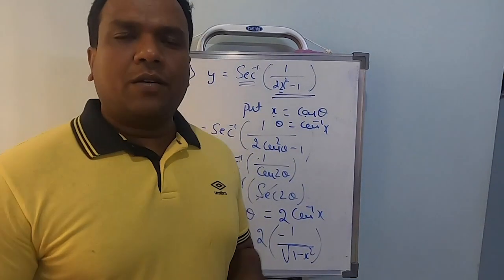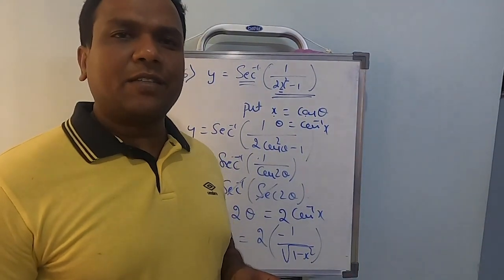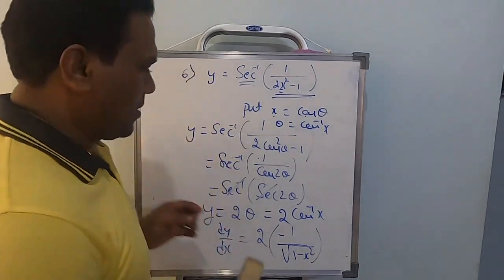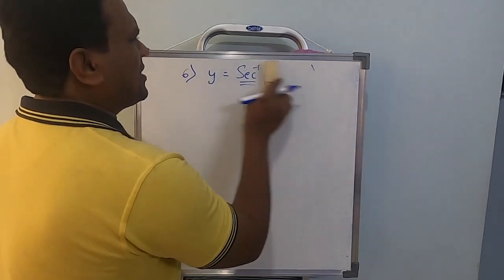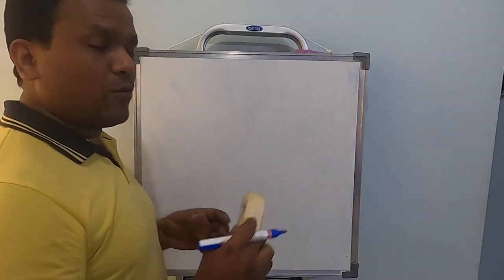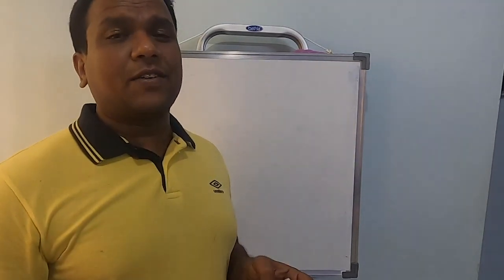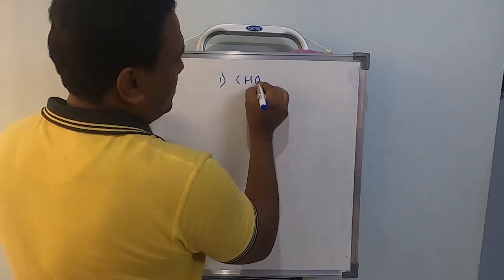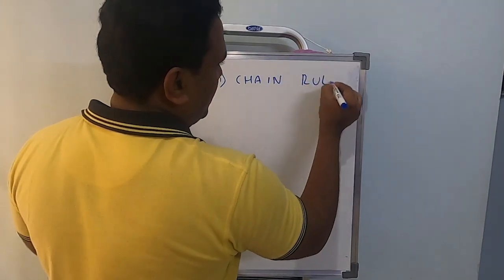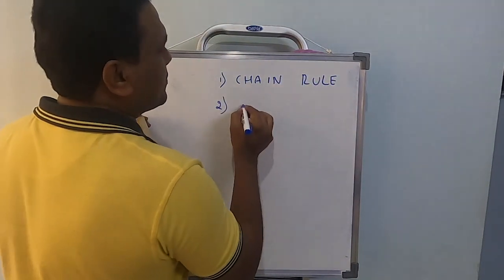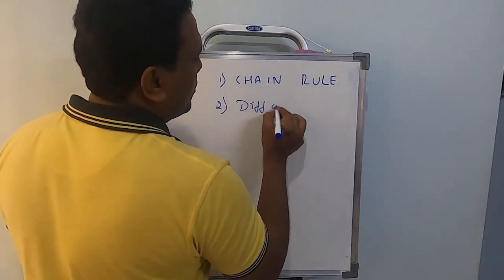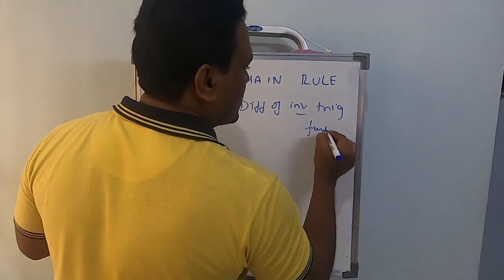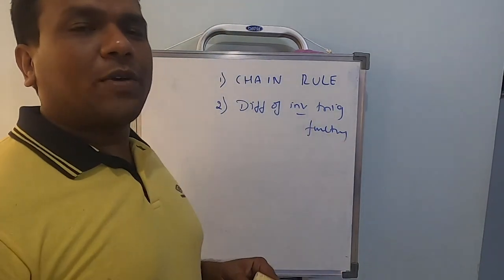Okay, students, now we have ended the previous exercise 5.3, which was based on differentiation of inverse trigonometric functions. Let's quickly see what we have done in the first-year differentiation chapter. The first thing we did was practicing chain rule. The next thing we studied was differentiation of inverse trigonometric functions. So these are the two topics we have studied.